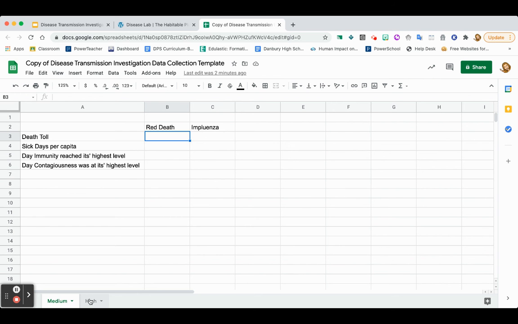There's medium and high. We're going to be collecting data for 2 fictitious diseases under medium population density and high population density. When we do that, we want to look for these 4 pieces of information: the death toll, sick days per capita, the day immunity was reached at its highest level, and the day contagiousness was at its highest level.